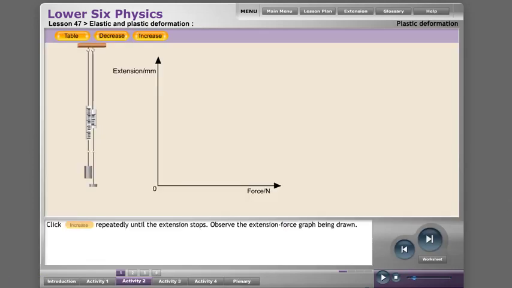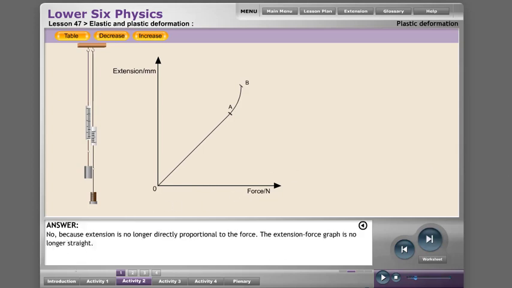Click increase repeatedly until the extension stops. Observe the extension force graph being drawn. Does the wire still obey Hooke's law beyond the point A, which is known as the limit of proportionality? Answer: no, because extension is no longer directly proportional to the force. The extension force graph is no longer straight.